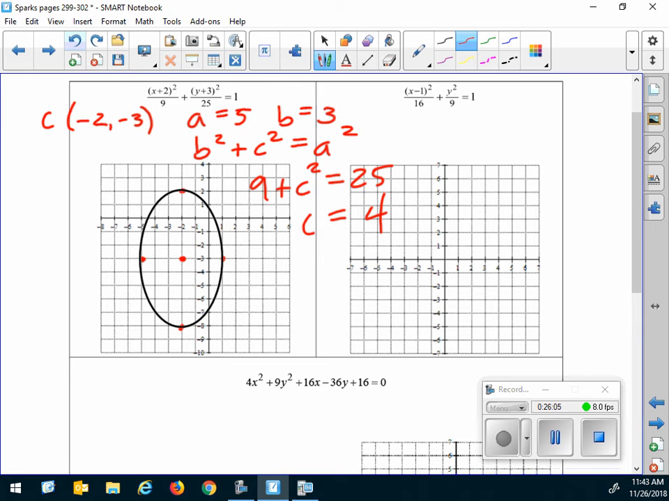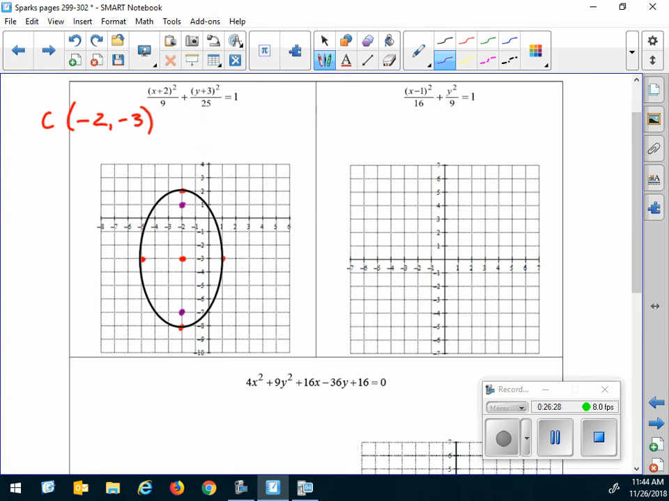So what are the foci? Well, the foci are this far away from the center, going vertically or horizontally? Vertically, because they're along the major axis. 1, 2, 3, 4, and 1, 2, 3, 4. So the coordinates of the foci are at where? -2, 1, and -2, is that -7? We're good?